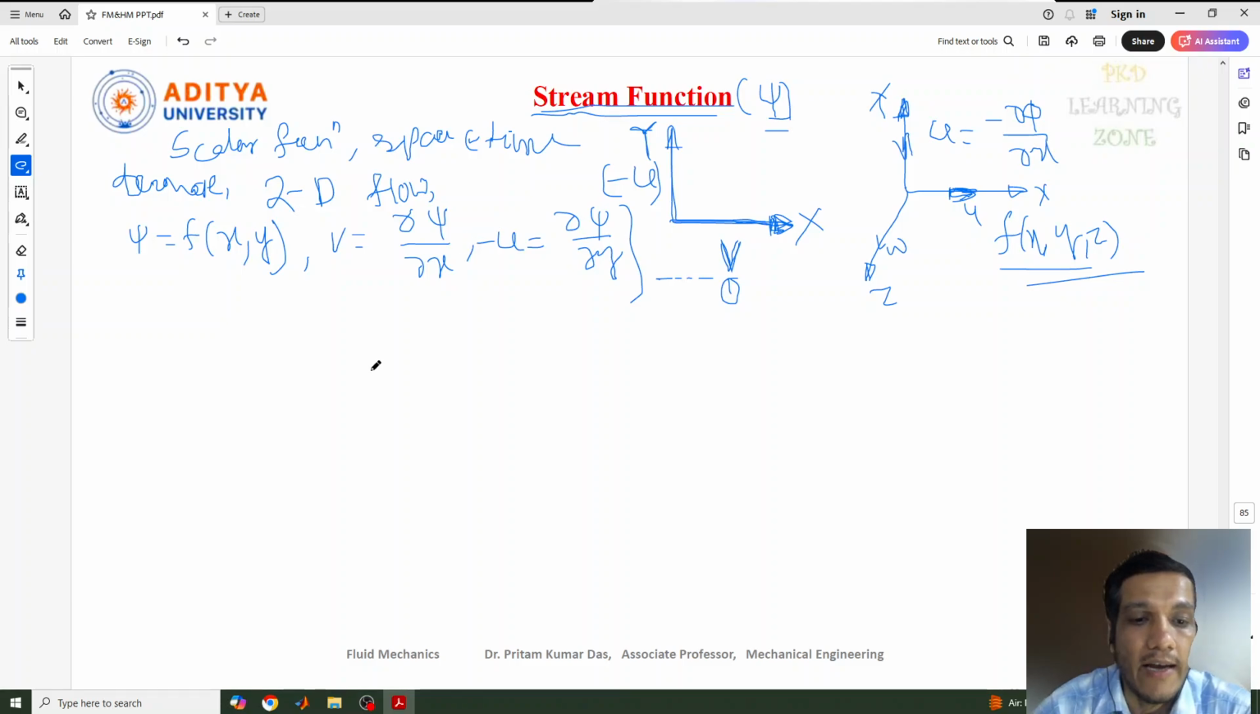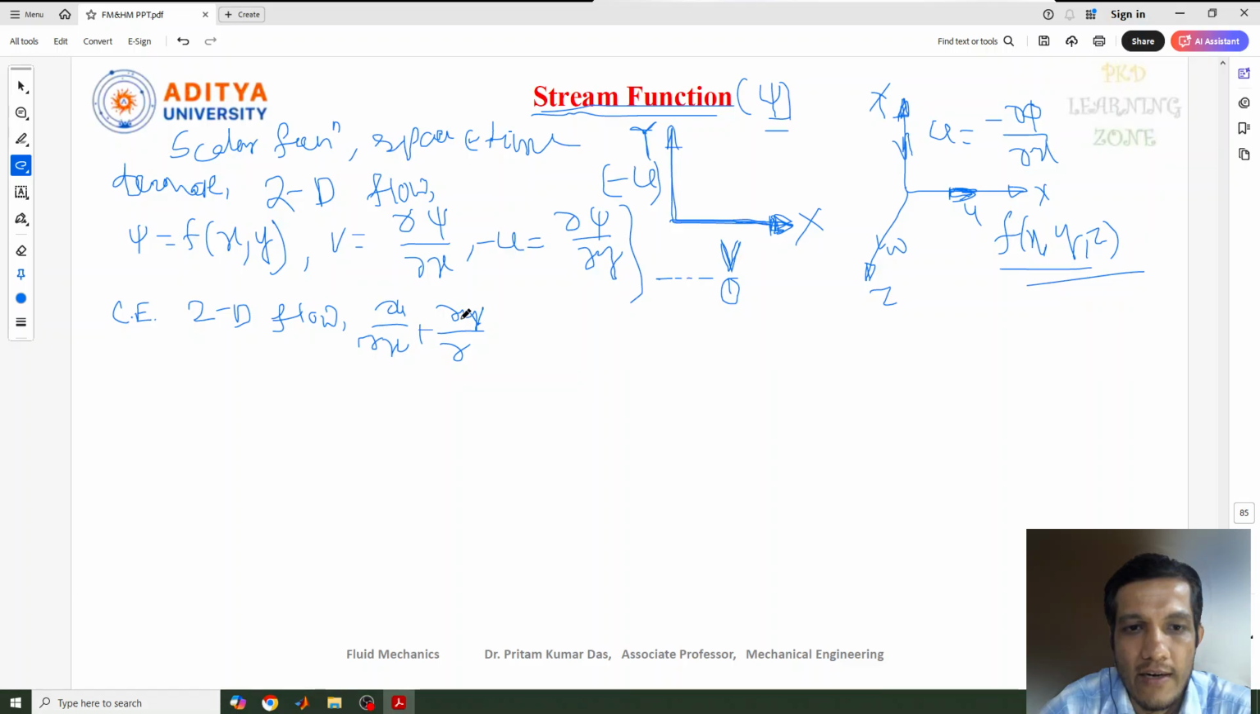Now we know the continuity equation for two-dimensional flow. Already I told you, this is very simple: del u by del x, velocity in the x direction, plus del v by del y equal to 0. Here del w by del z we need not consider because that is three-dimensional. Only two-dimensional we can consider. So now we will put equation 1, that means the u and v values, in this equation.